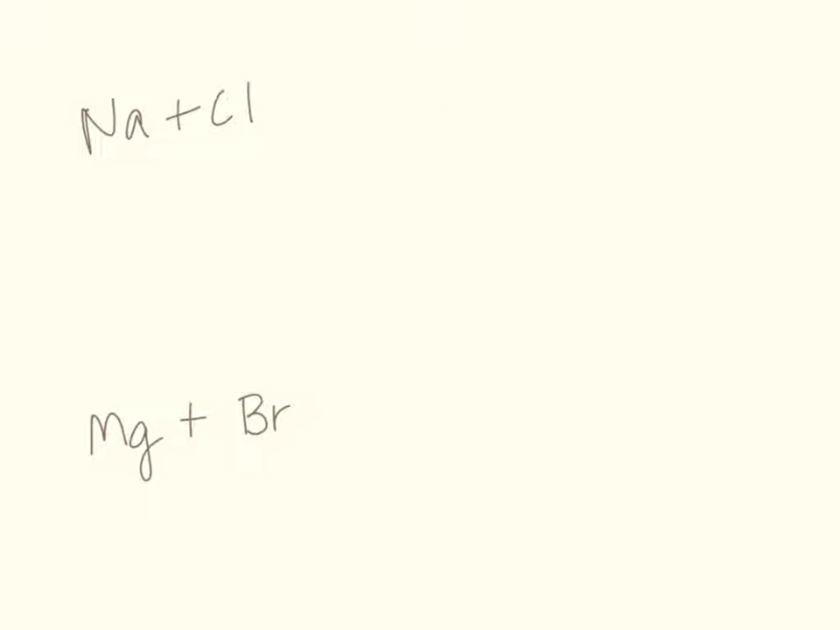So the first one I'm going to do is between sodium and chloride. So I'm going to draw the Lewis dot structure for sodium first. It has 1 valence electron. And then I'm going to draw the Lewis dot structure for chlorine. And it's got 7. So 1, 2, 3, 4, 5, 6, 7. And it doesn't matter what side you draw the pairs on. All I know is that chlorine has to have 3 pairs and 1 completely by itself.